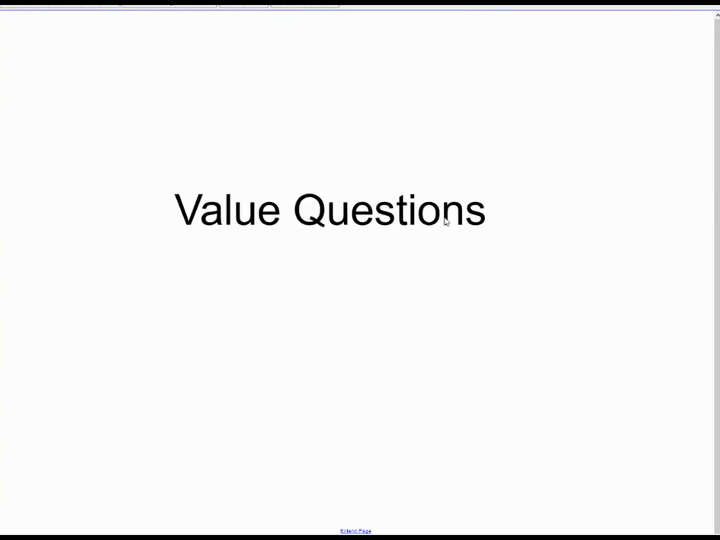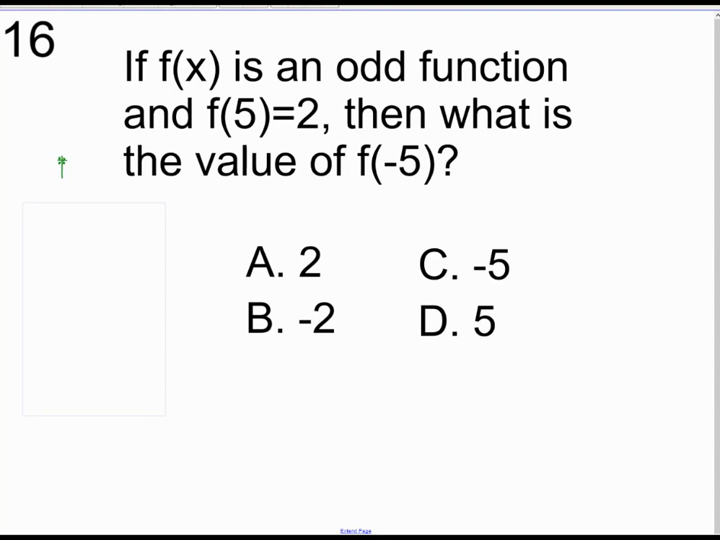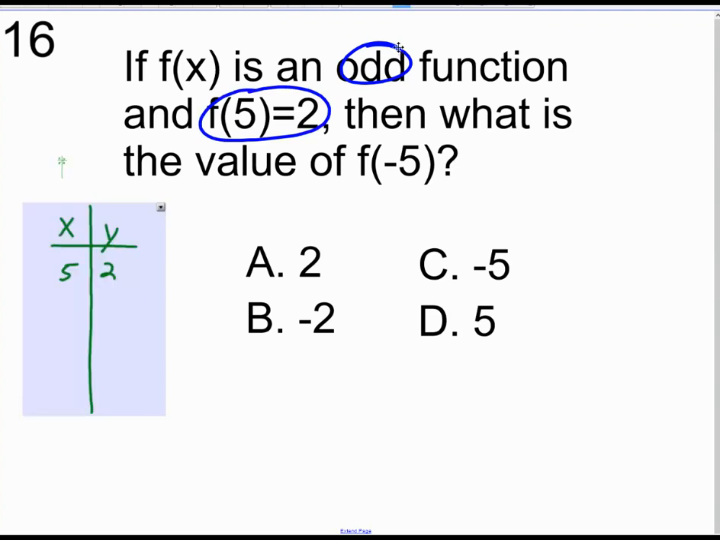Let's do some value questions. Value questions are best done with tables. Let's build a table. If f of x is an odd function and f of 5 is 2, then that means 5 outputs 2. And then negative 5 would output what? Because it's odd, it would output negative 2, and that negative 2 is the answer. Don't you just love that?